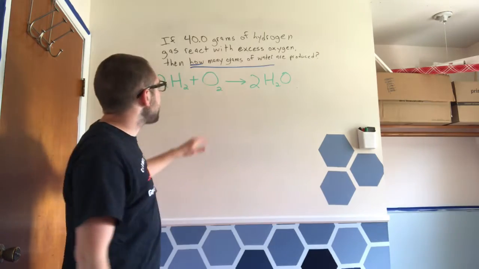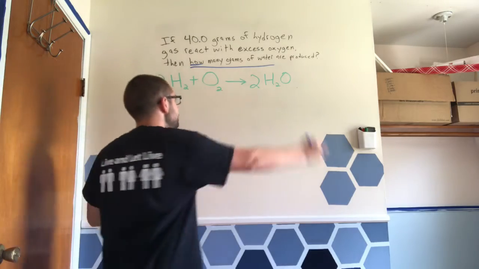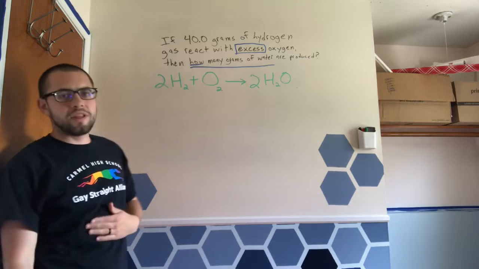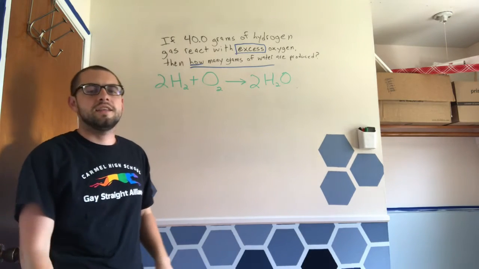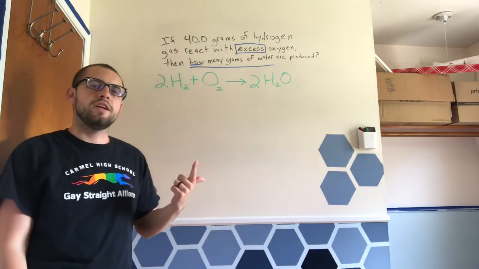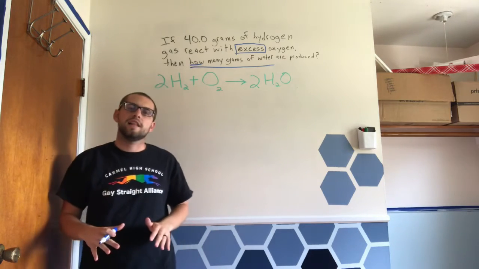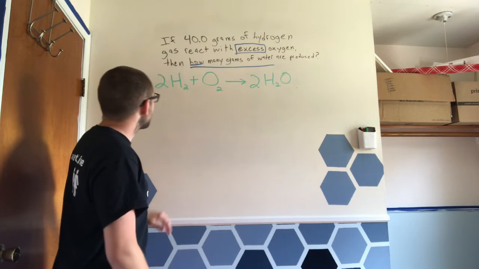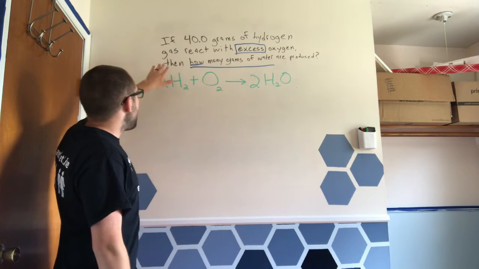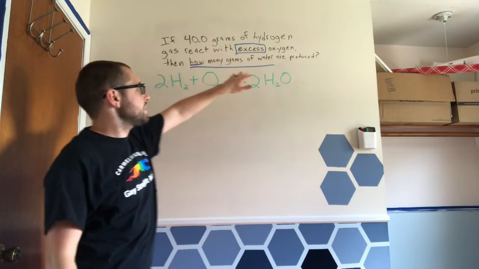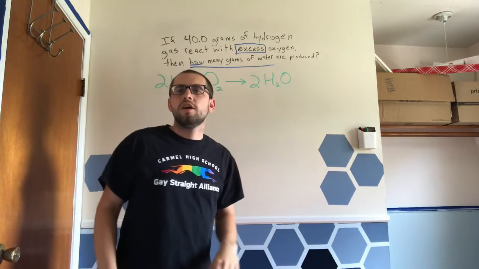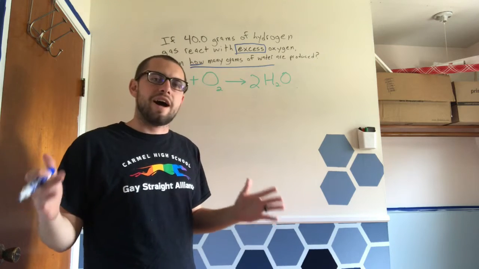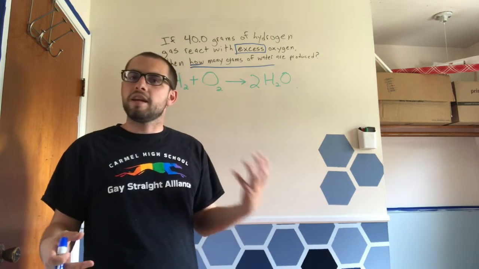So I'm trying to get there. I see another really important word here too. Excess. Remember that that's one of our big hints. If we see excess or abundance, it's going to immediately tell us which reactant is the limiting reactant. Now this problem says that I have excess oxygen. So I've got plenty of oxygen. I'm not going to run out of oxygen, but I've got a limited amount of hydrogen.